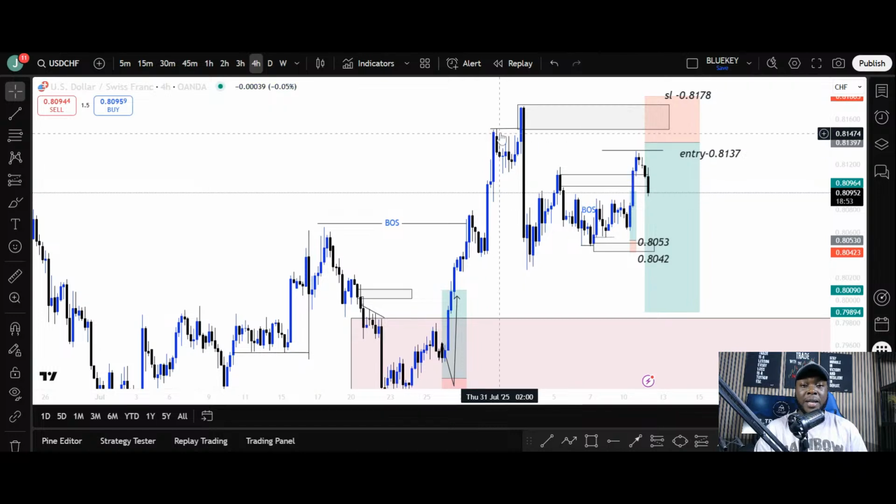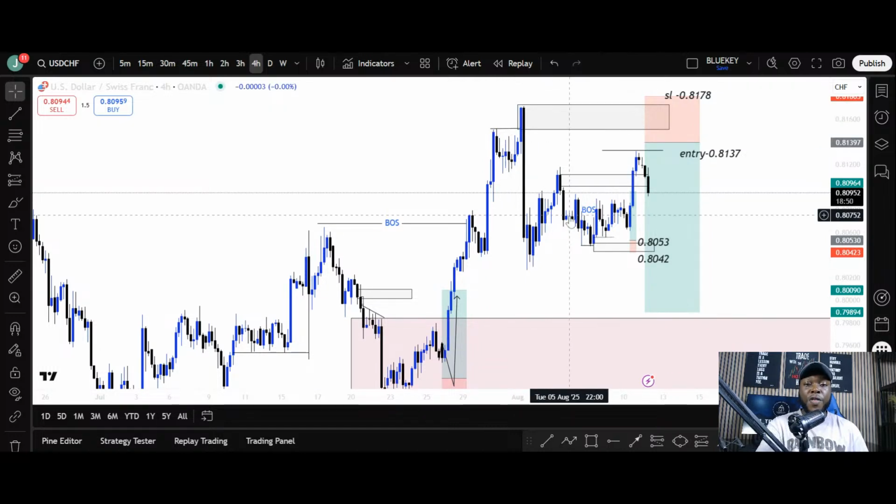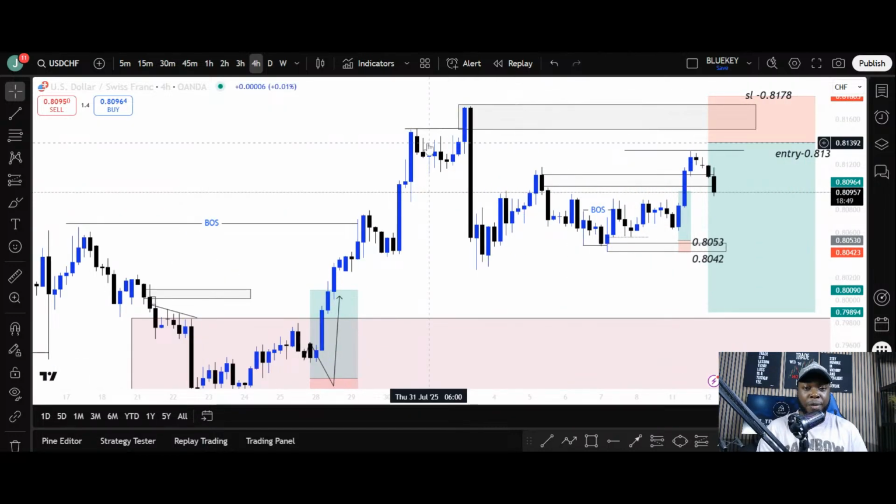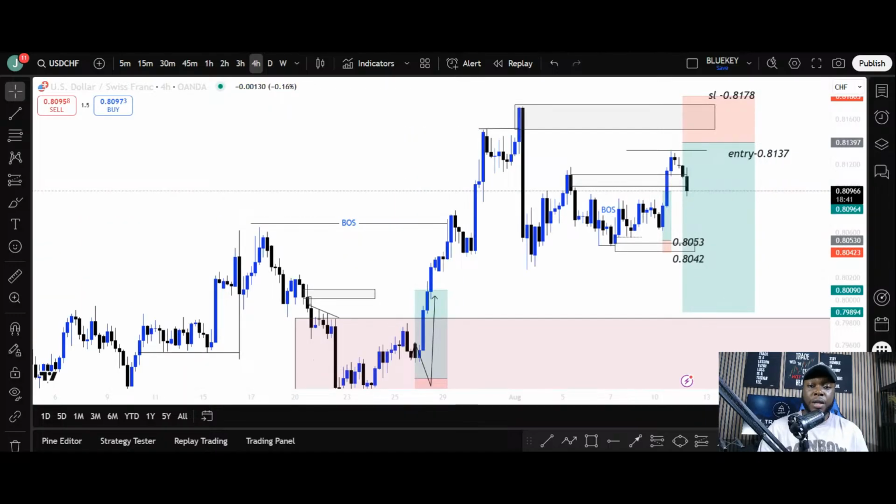Market gave us a nice push to the upside. Before that push, did you notice this sweep, right? A nice candle sweep here, and the market dropping straight into the structure, just as I got that other entry. This is the same procedure, right?